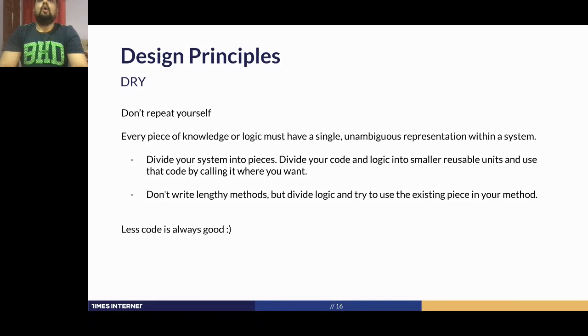We should not repeat the same piece of code each and every time we get a use case. What it gives you is, number one, a single source of truth. Number two, whenever there is a breakage, or we have something that we need to fix or debug, we will have a single place for that fix or patch. Don't write lengthy methods, but divide the logic and try to use the existing pieces in your method. So you should reuse to the maximum. And obviously, less code is always good. Everybody likes less code. It's easier to maintain and easier to test.